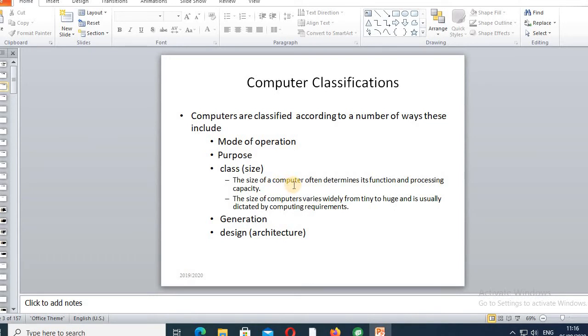How is the computer arranged? When you build your house, you always have the architecture or the design. Where do you want the room to be?